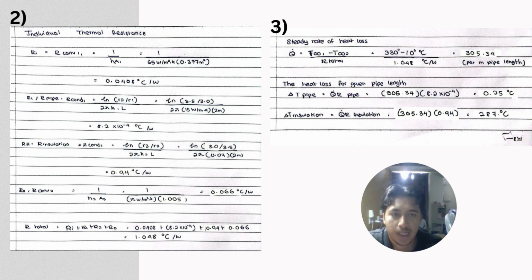The heat loss for the given pipeline is 0.25, while the T insulation is 287 degrees Celsius. As we can see, for the T insulation, we already reduced the heat loss from the previous, so it's near to the 305.34, and the heat loss is a little, so the temperature in the insulation is 287 degrees Celsius. So we succeeded to reduce the heat loss. Thank you.